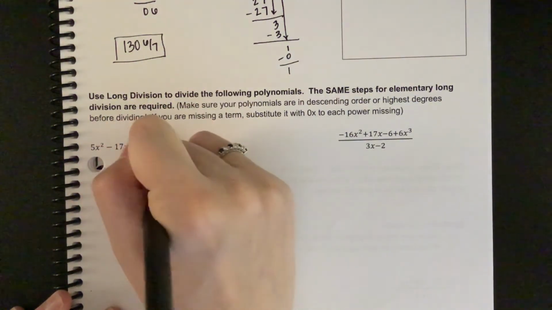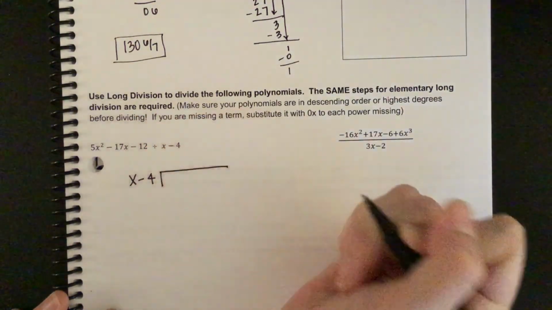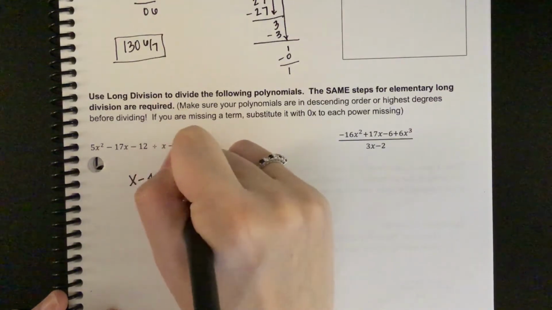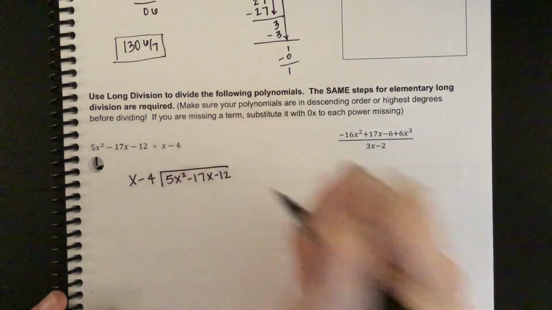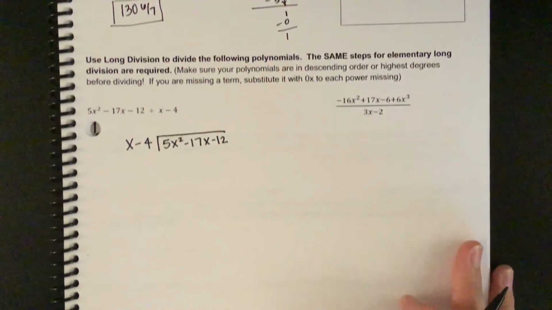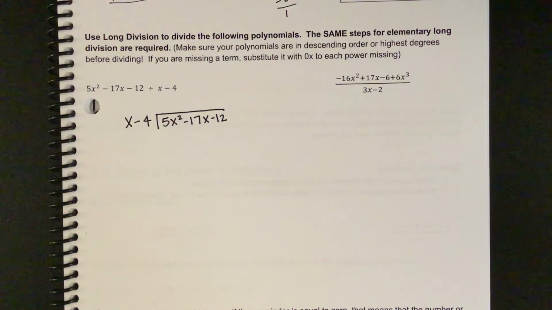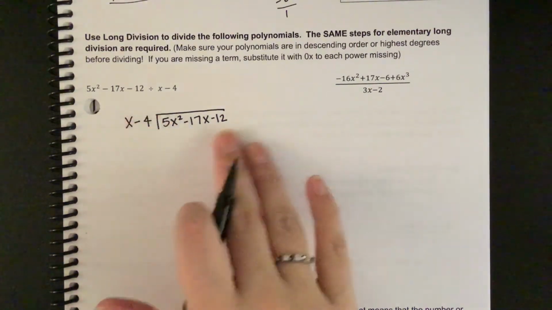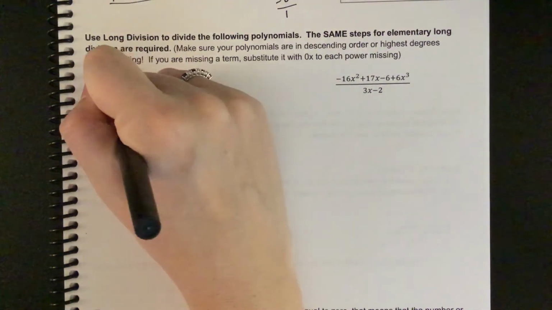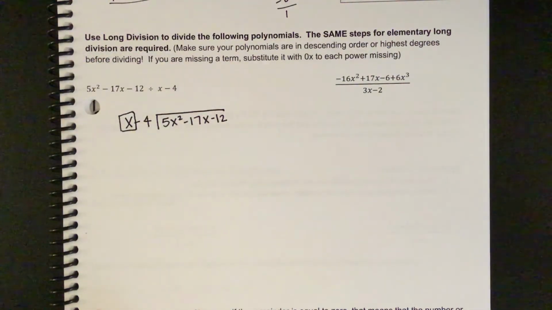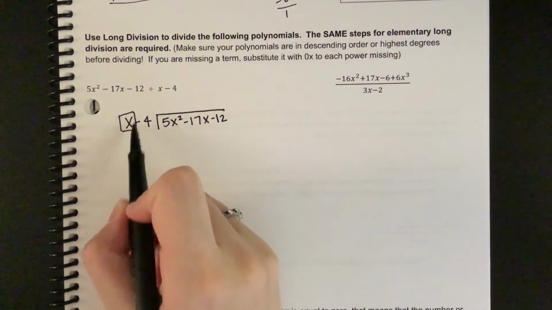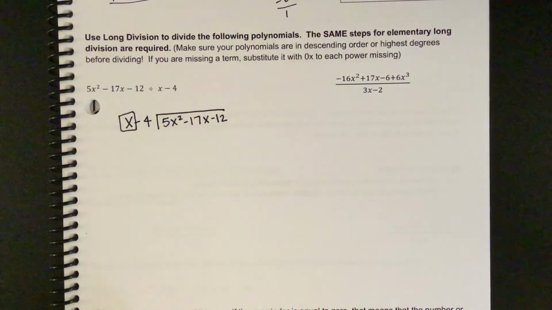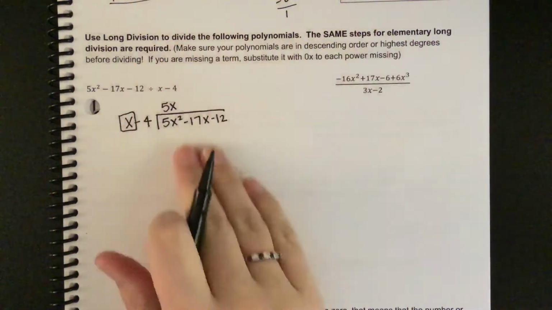So x minus 4 into 5x squared minus 17x minus 12. And we're going to start like that. Okay, now when we are dividing polynomials, obviously we can't tell how many times x minus 4 goes into this polynomial. So what we do is we only focus on our variable. So we say, how many times does x go into 5x squared? Well, what would I have to multiply x by to get 5x squared? I have to multiply it by 5x. Right? You're always trying to cancel out that first term.